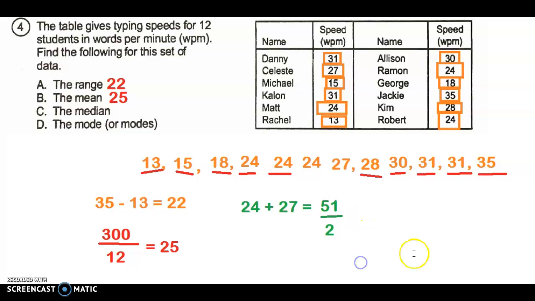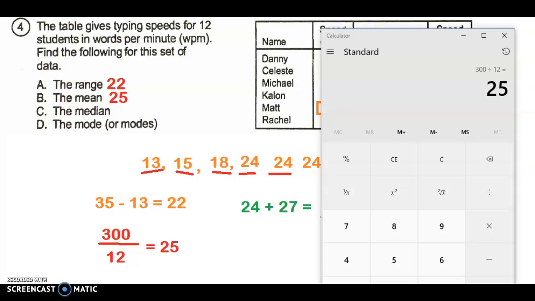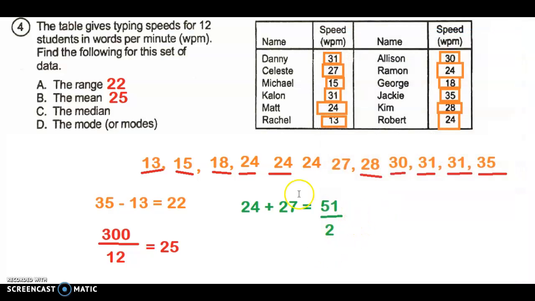When I get 51 divided by 2, you guys can either work it out or you can even use a calculator. Oops, I put 52. It's important to clear everything. There you go. 51 divided by 2 equals 25.5. So that is my median, the number that's right in the middle of everything, 25.5.